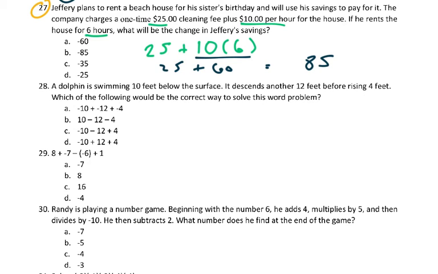and it asks us how much will the change be in Jeffrey's savings? So this is from Jeffrey's perspective. So Jeffrey now owes $85. So it would be B.